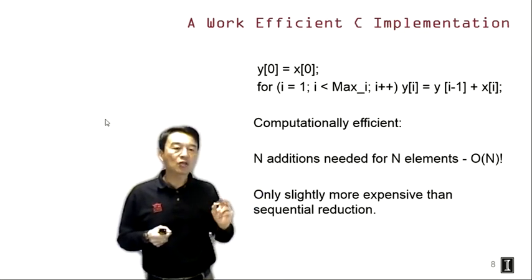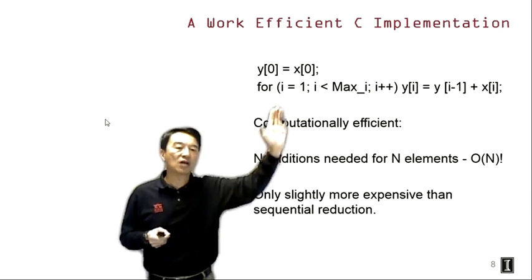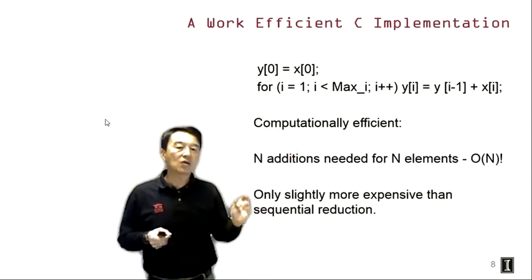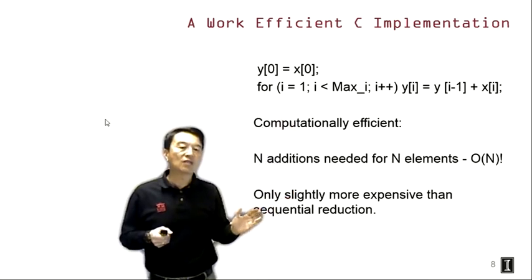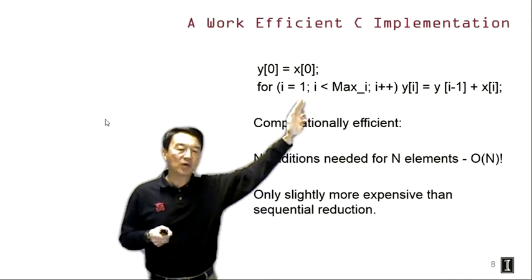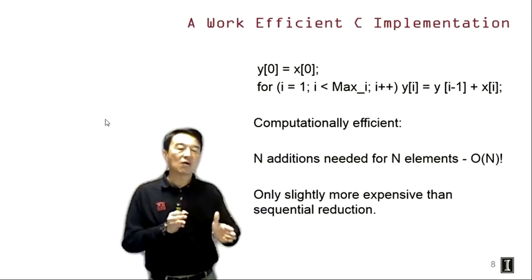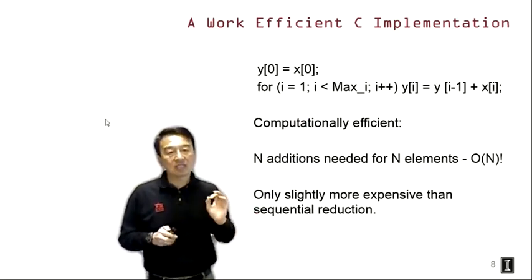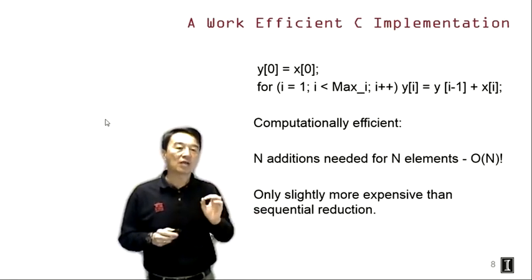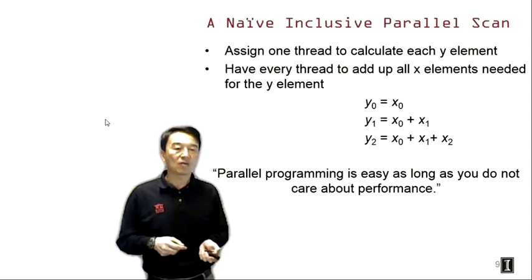And computationally, this is as efficient as the sequential reduction implementation we mentioned before, even though we're generating a whole lot more output values. The only reason it's more expensive than sequential reduction is that we need to use an output array, rather than just a single output value. So we will be doing more memory accesses when we generate all the y values. It's slightly more expensive, but not a whole lot more. And computationally, they have equivalent algorithm complexity as the sequential reduction algorithm.